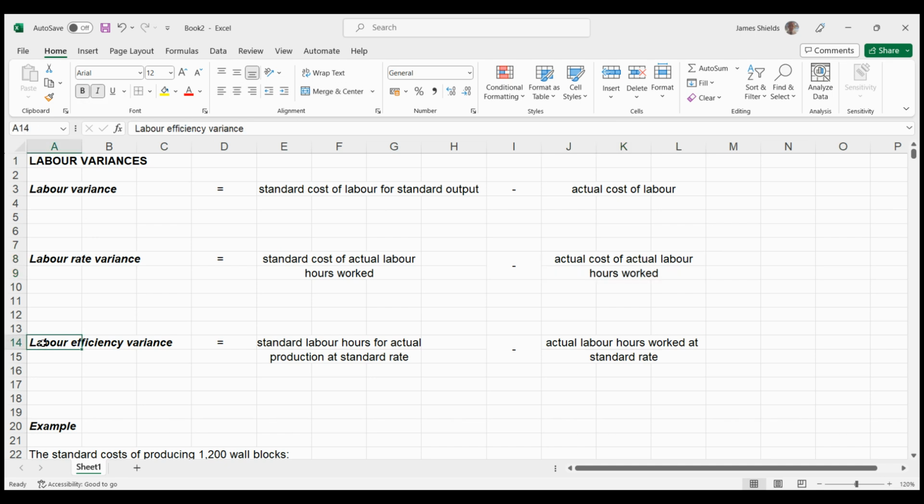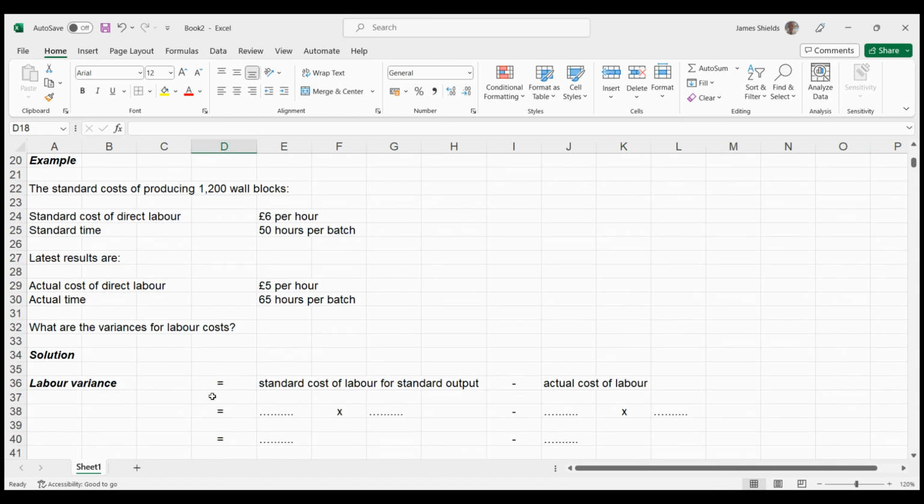Labour efficiency: were they more efficient or less efficient? Did they take longer or did they take less time? So it's the standard hours for the actual production at the standard rate, subtract the actual hours worked at the standard rate. Now, these are a lot clearer once we look at an example.